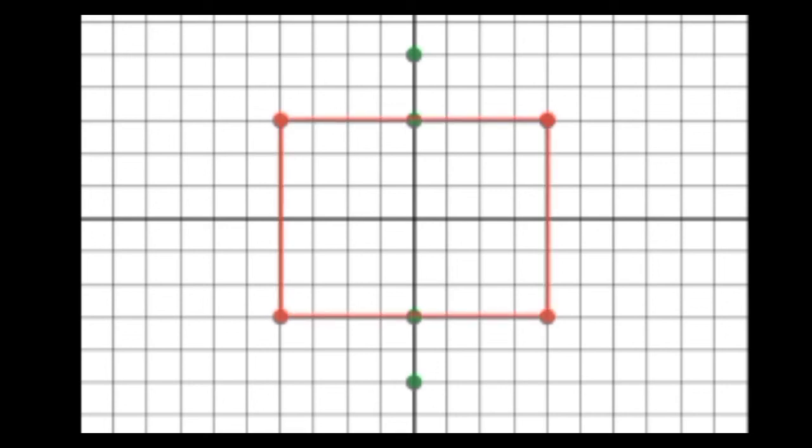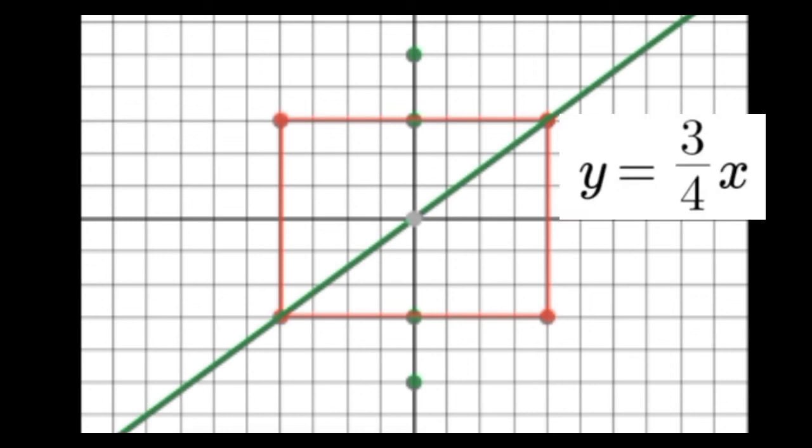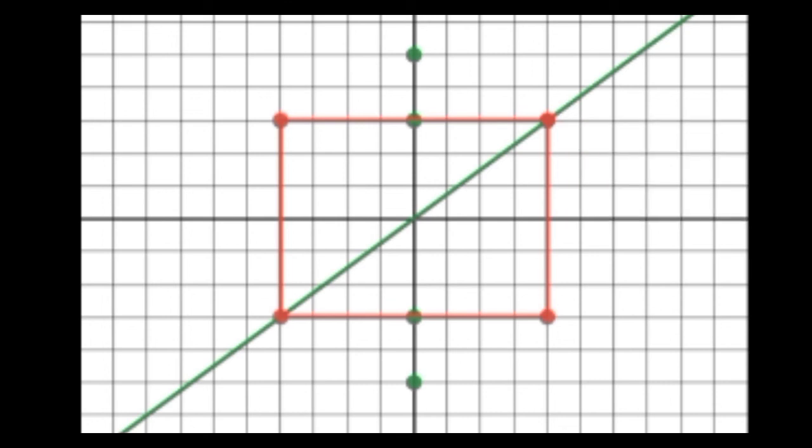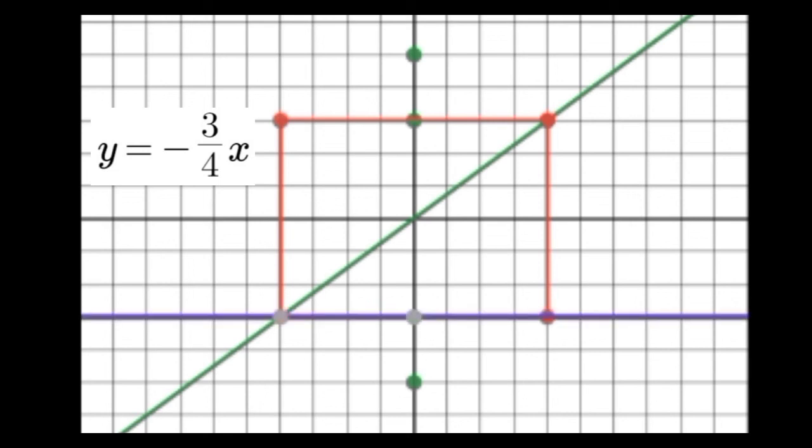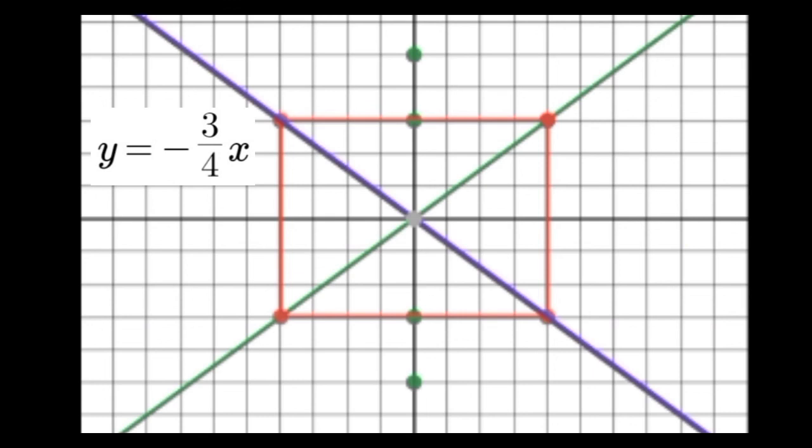The rise and run, or the slope, is 3 over 4, so the first asymptote has the equation y equals 3 over 4 x, forming a diagonal passing through (negative 4, negative 3), the origin, and (4, 3). The second asymptote has an opposite direction to the first asymptote, so the equation is y equals negative 3 over 4 x, passing through the points (4, negative 3), the origin, and (negative 4, 3).